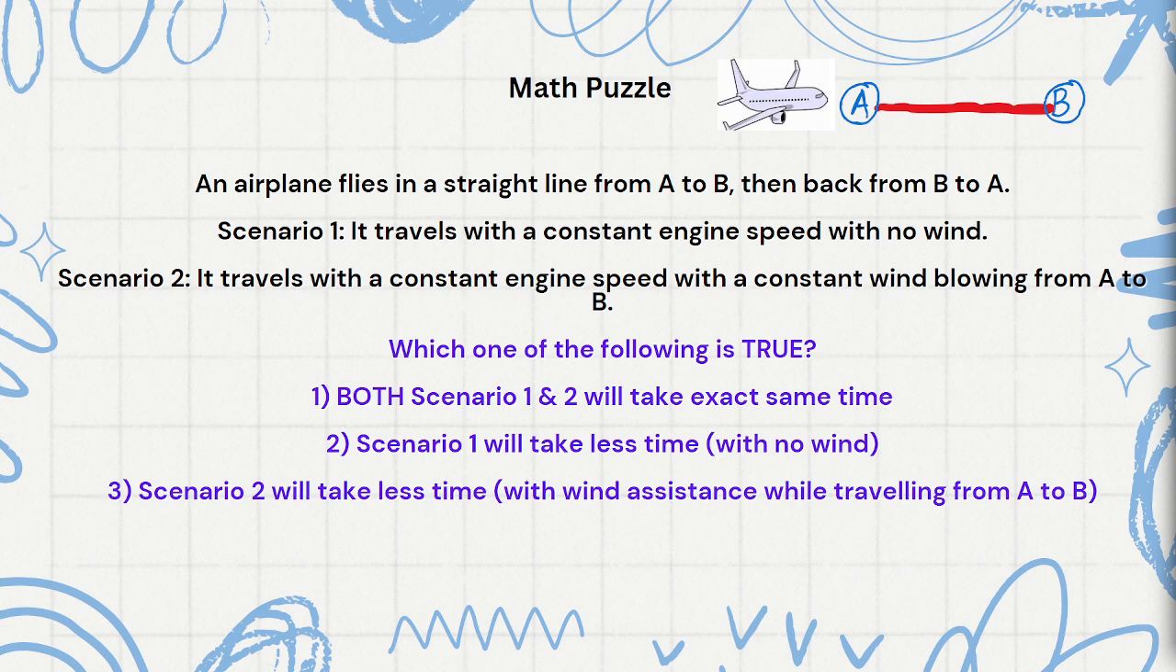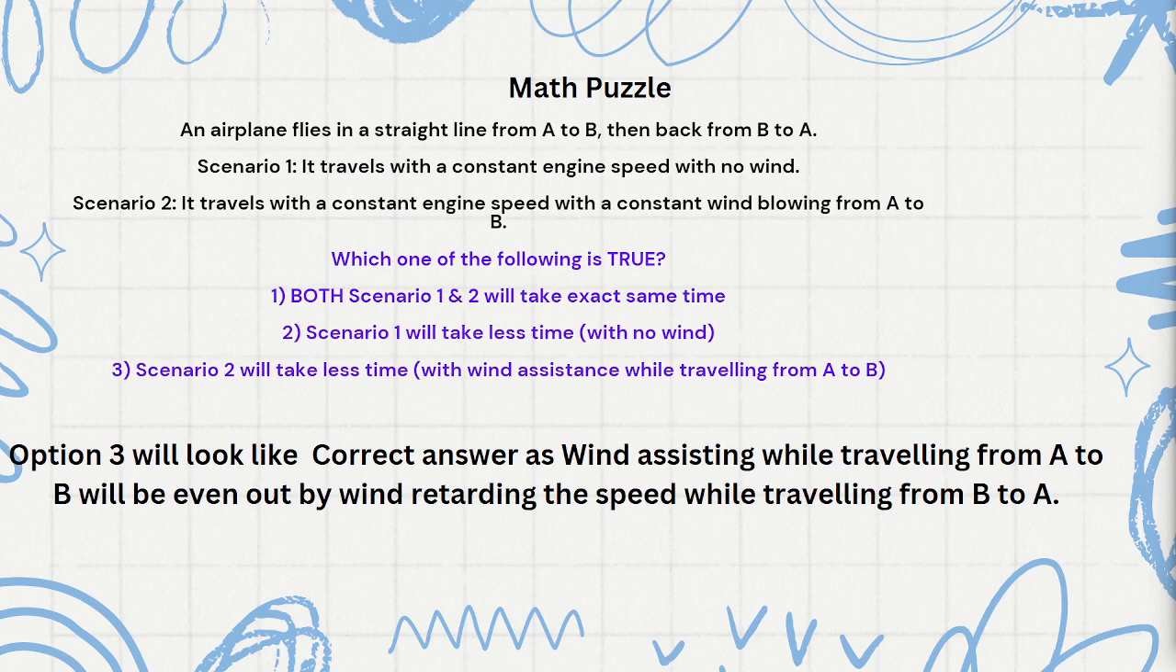1. Both scenario 1 and 2 will take the exact same time. 2. Scenario 1 will take less time. Or 3. Scenario 2 will take less time. Option 3 will look like the correct answer because the wind is assisting your journey as you go from A to B, but we're going to mathematically solve this problem and prove which one is the correct answer.